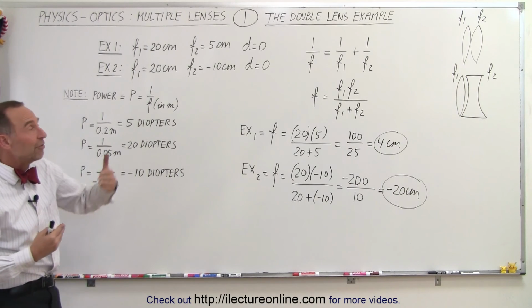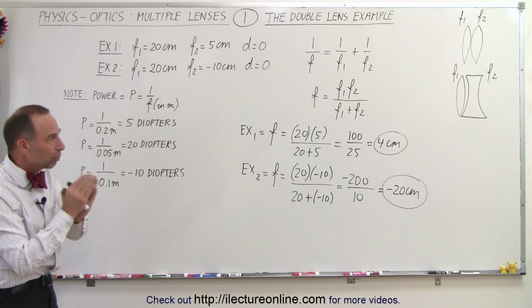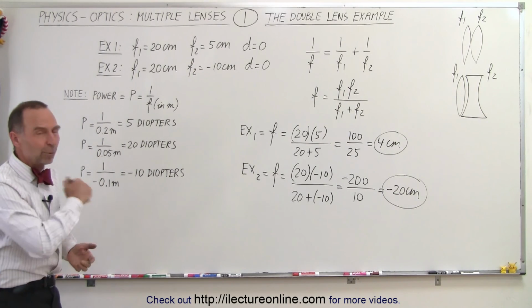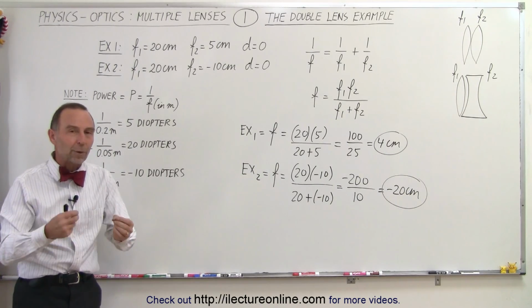So here at least we gave you the equation of how to calculate the total focal length of two lenses put together. We haven't shown you yet how that equation was derived. We'll do that in the following video. So stay tuned and we'll show you more about where all this came from.